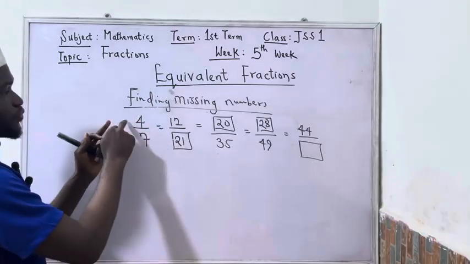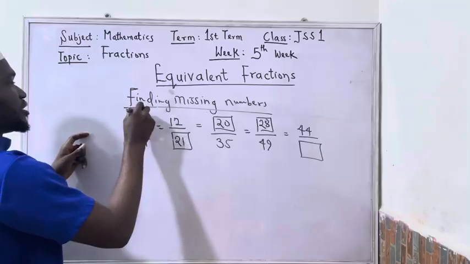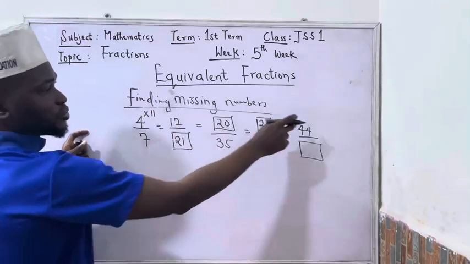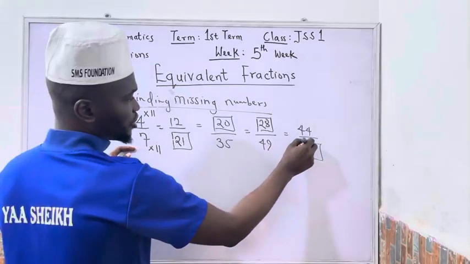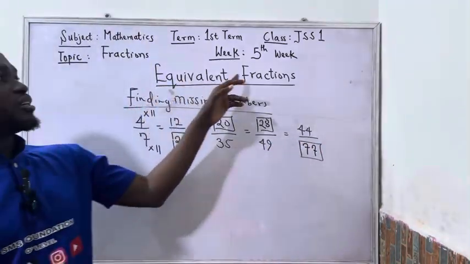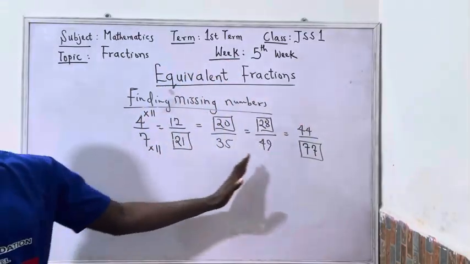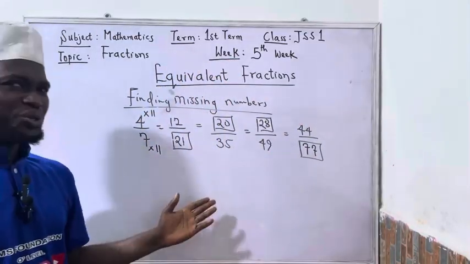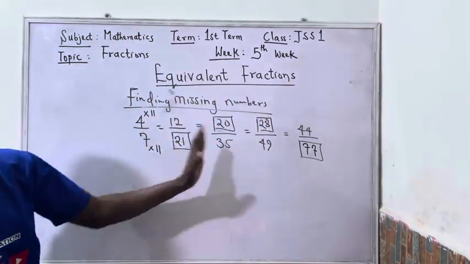Now, this is 4 times what will give me 44. That is 4 times 11. 4 times 11 equal to 44. Then this will be 7 times 11. 7 times 11 will give me 77. You can see that with the equivalent fraction approach, we are able to generate all the missing numbers. So this is the highest level of finding missing numbers that it can give you.